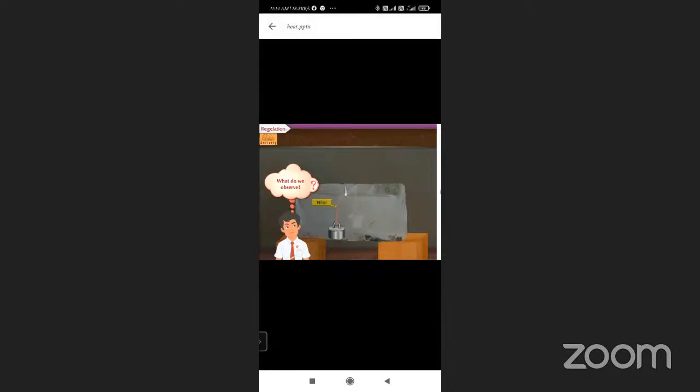Now see what the activity is. Put a slab of ice on a stand as shown in the figure. We are going to take a table or something and put the ice slab on the stand. Then hang two equal weights to the two ends of a metal wire. With the help of the metal wire, we hang both the weights on either side and put the wire on the slab as shown in the figure.